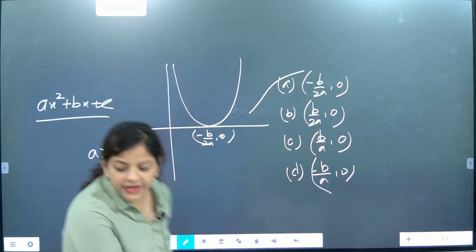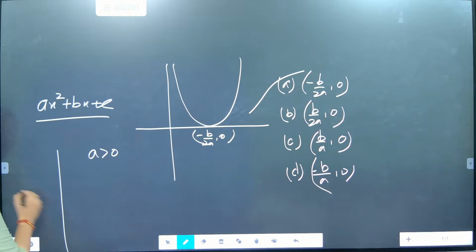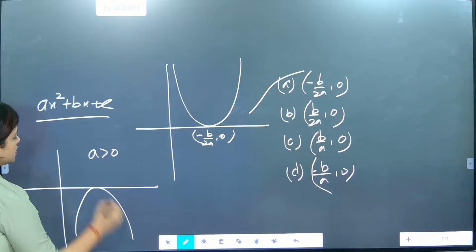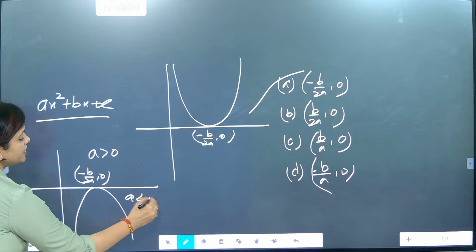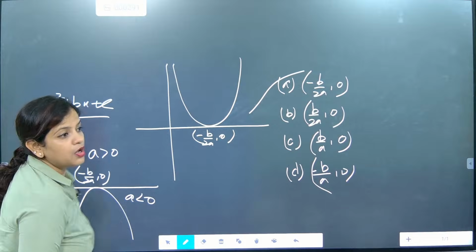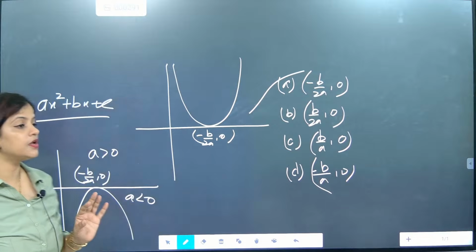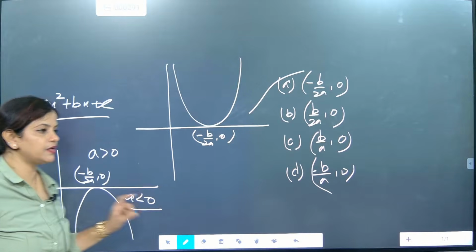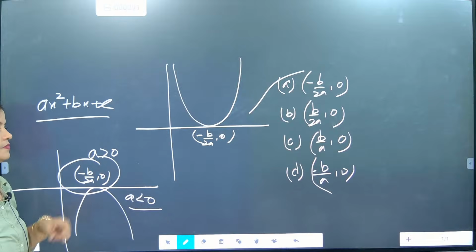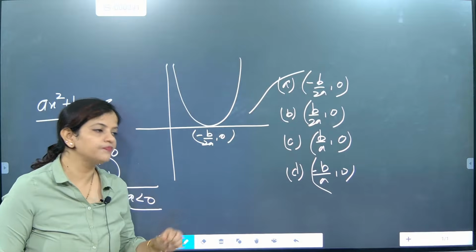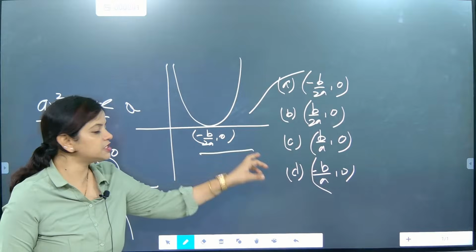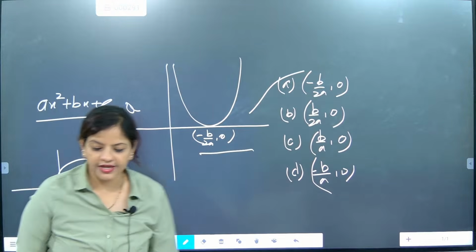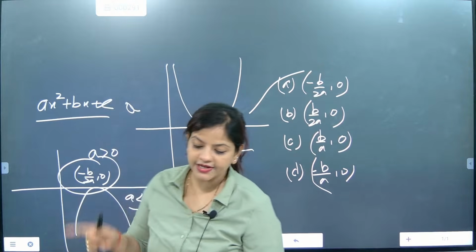And if they give you the same thing opening downward, it will come as minus b by 2a comma 0. Everything will be there, but a will be less than 0. So read the question very carefully. If they have given this one, then this answer will come. Don't go for plus, okay? If they have given a greater than 0, then this part will come. So please remember. Yes, absolutely correct. The correct answer is A.